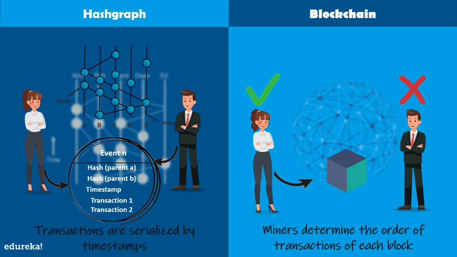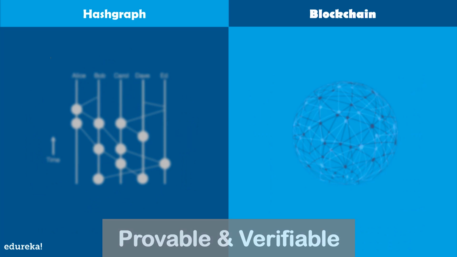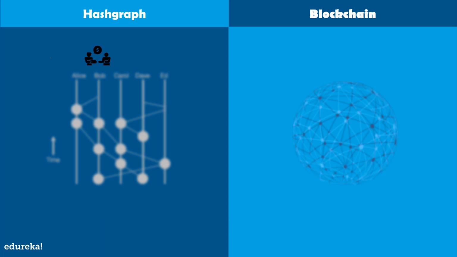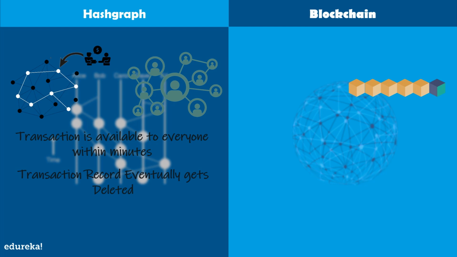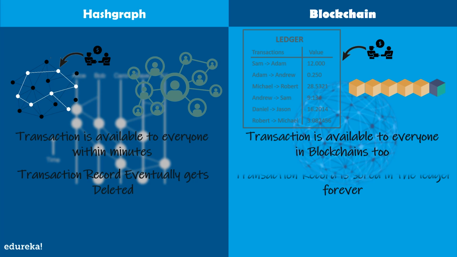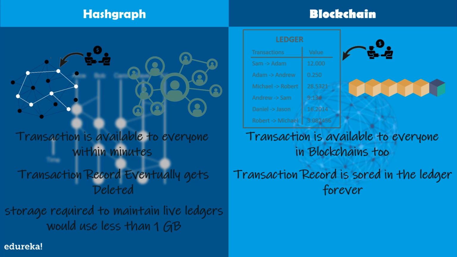So the next point that we're going to compare hashgraphs to blockchain on is the provability and verifiability of both technologies. In hashgraph, the transaction can be verified within a few seconds. Every node will be aware of the occurrence of new transactions, and everyone in the community knows where the transaction is directed. Moreover, everyone will be aware that all the community members know about the transaction, and eventually the transaction gets deleted. Now, in a blockchain, the transactions are available to everyone, considering it's a public blockchain, and the transactions are recorded forever in an immutable ledger.